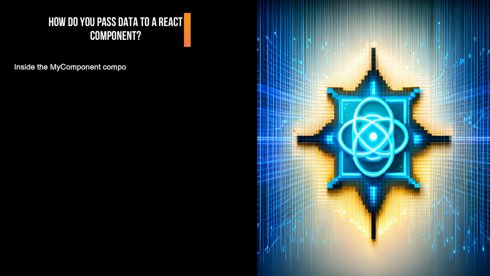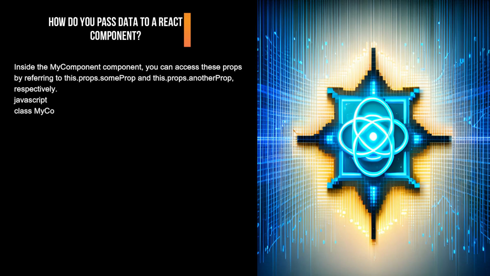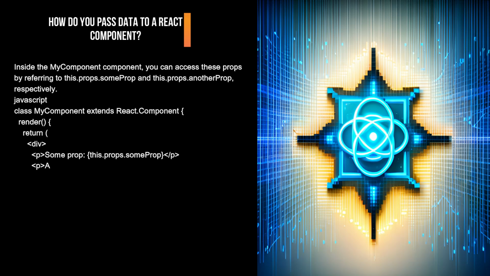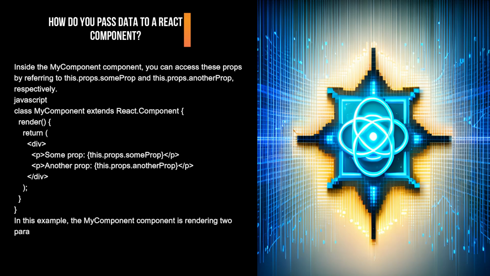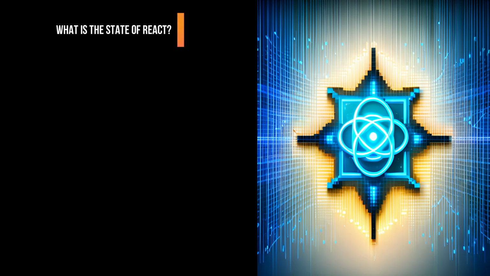Inside the myComponent component, you can access these props by referring to this.props.someProp and this.props.anotherProp, respectively. class MyComponent extends React.Component { render() { return <div><p>someProp: {this.props.someProp}</p><p>anotherProp: {this.props.anotherProp}</p></div> } } In this example, the myComponent component is rendering two paragraphs that display the values of the someProp and anotherProp props.